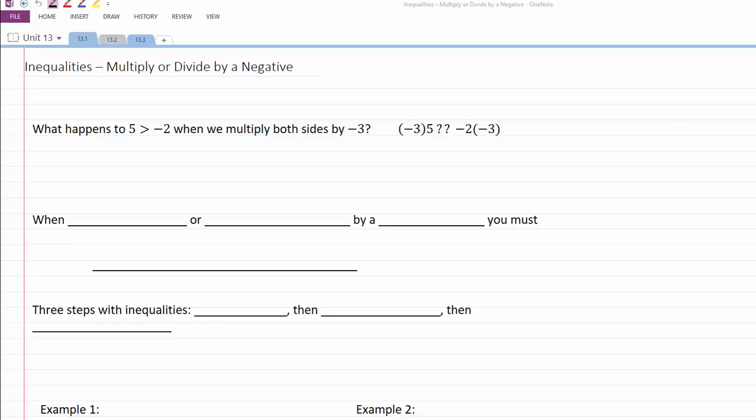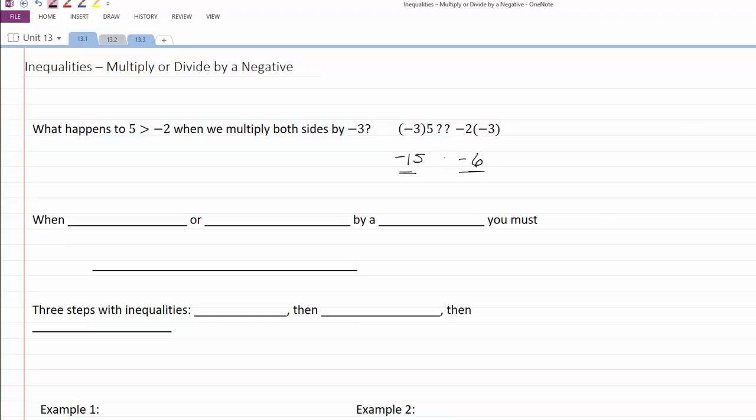Inequalities. Multiply or divide by a negative. What happens to 5 is greater than negative 2 when we multiply both sides by negative 3? We're going to get negative 15 and we're going to get a negative 6. Now, if you think about these being on a number line, negative 6 is larger than negative 15.